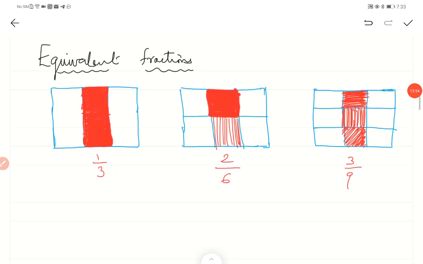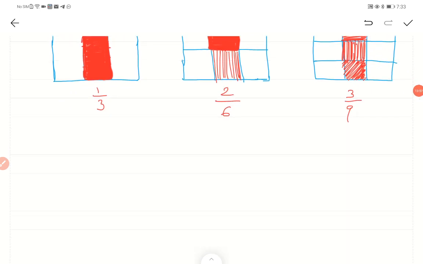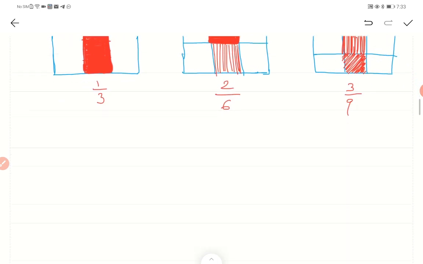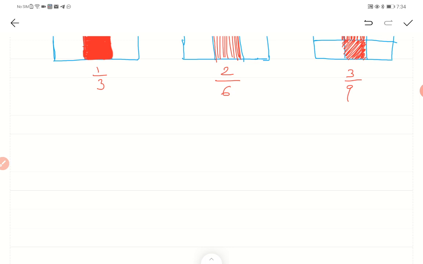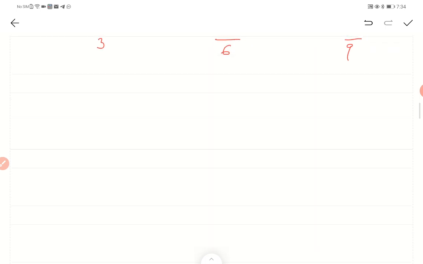Okay, so I hope everyone understood equivalent fractions. If you have any doubt, we can discuss, and we will do more problems on it in our Zoom meeting. Okay, now let's see what are like fractions and unlike fractions.